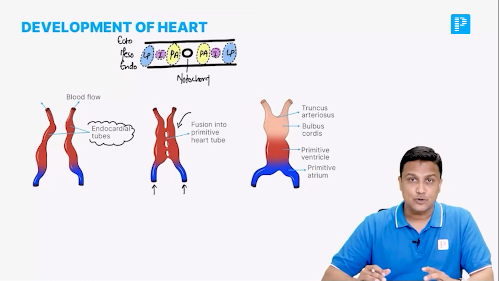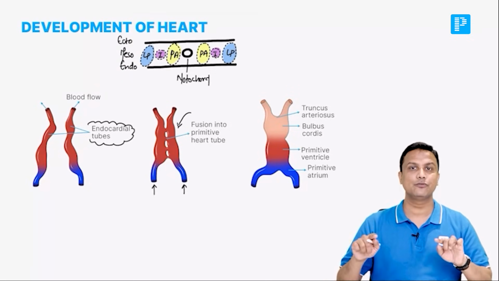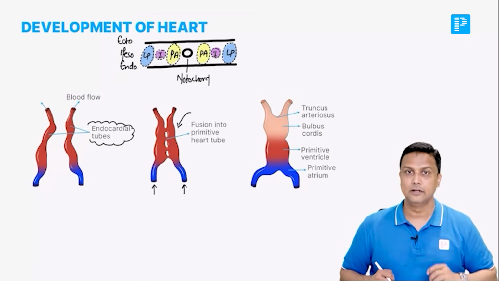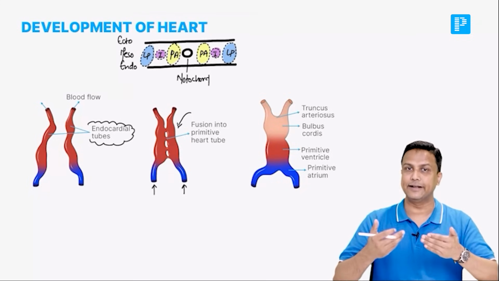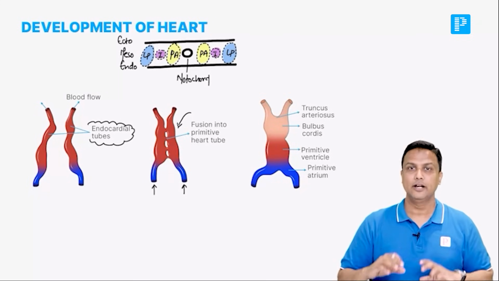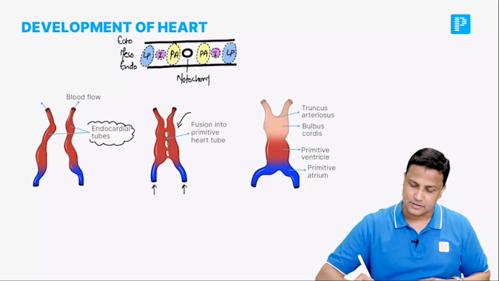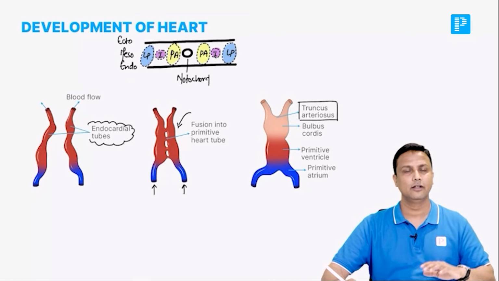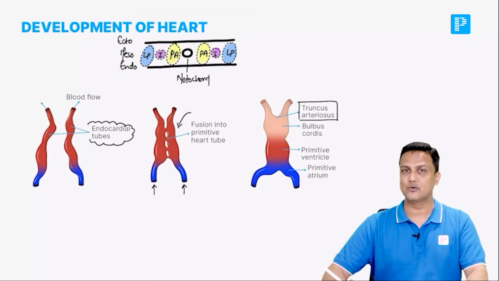Now, once they are fused together, there will be formation of 3 dilatations in these heart tubes. We are going to discuss the 3 dilatations later on. First, let us see the cranial part and the caudal part. After the fusion, the cranial part will be referred to as truncus arteriosus. It's very, very important. Please learn this term right now. Repeat this term in your minds and learn that.